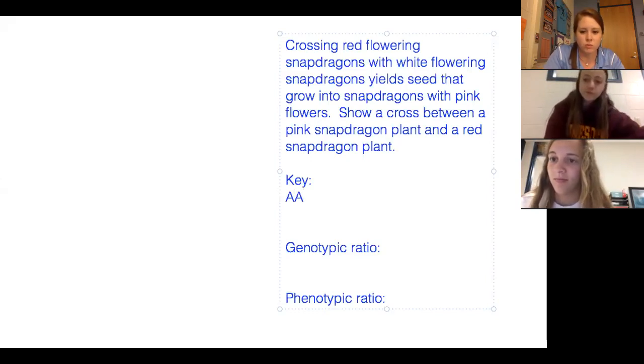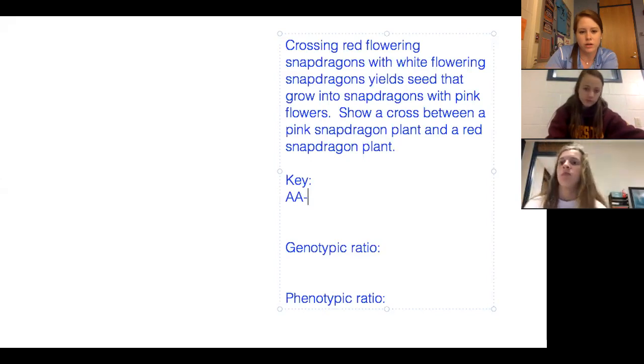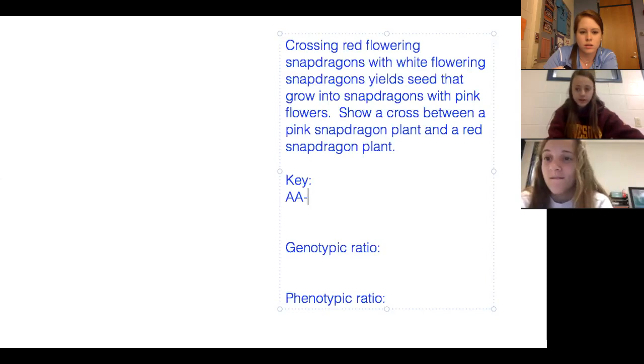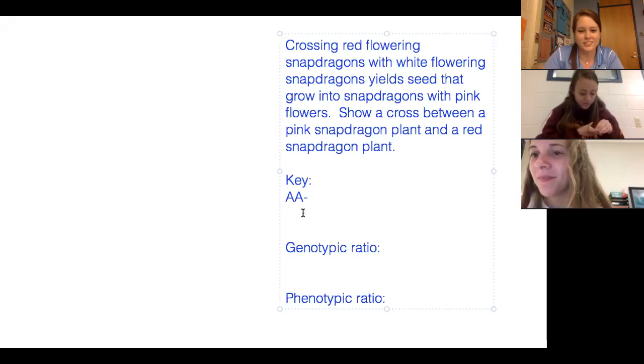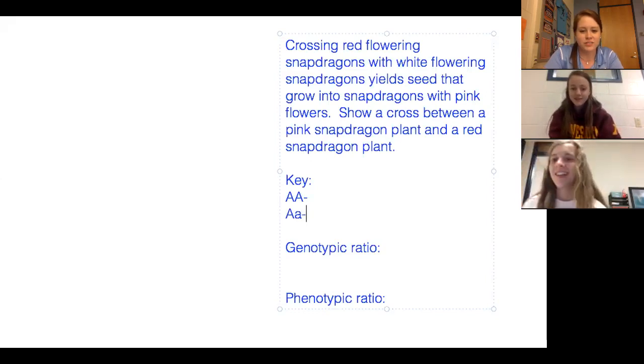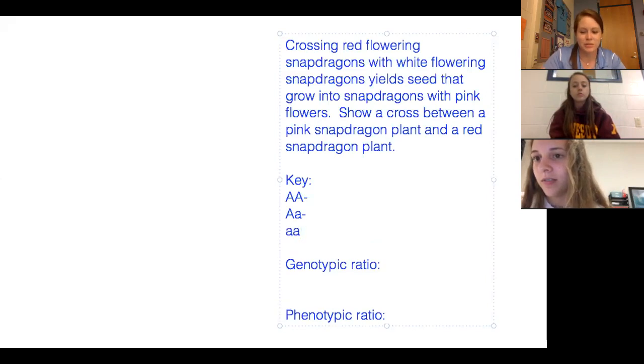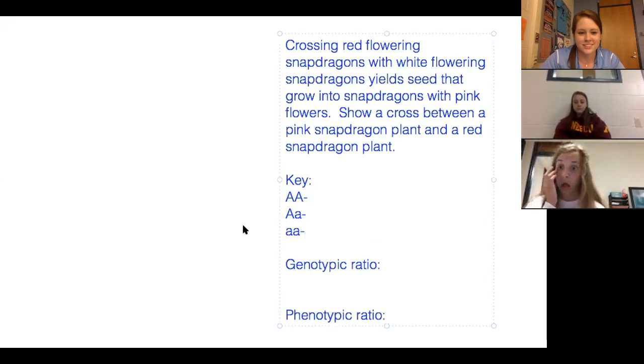Okay, so we have to do our A's. Do you remember what it's called when we have two of the same letter and they are both capitalized? Homozygous dominant, good. And then what's the big and the little? Heterozygous. Yep. And how about the two littles? Homozygous recessive, good.